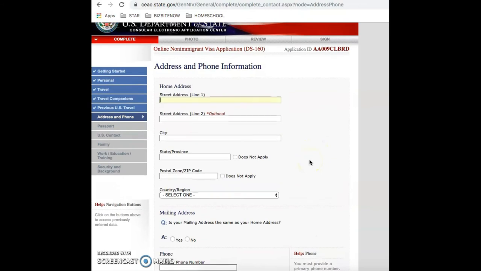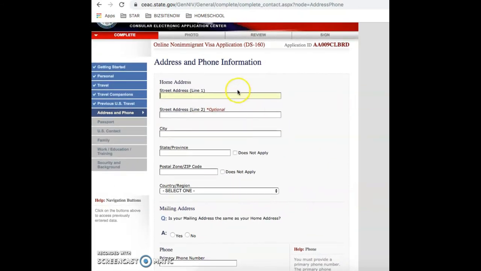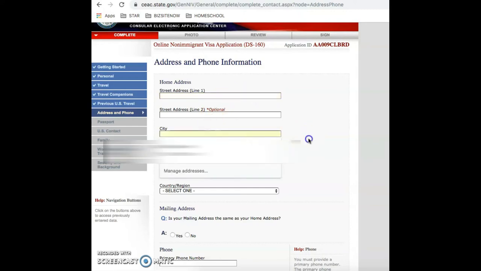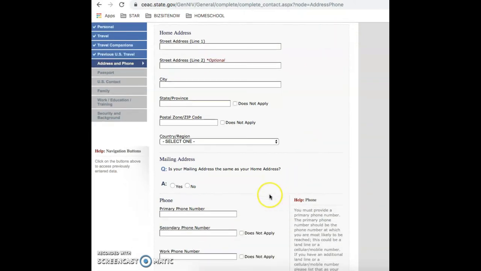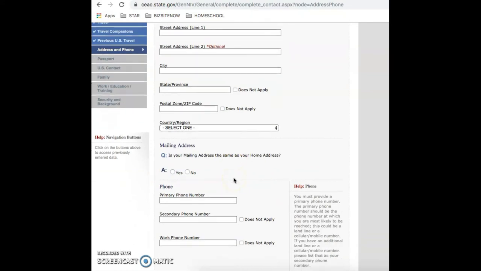So you just have to put your home address in the Philippines, yung street address, yung city, yung state and province, yung zip code, yung country and region, of course, Philippines. And is your mailing address the same as your home address? So, most likely, ang sagot natin dito naman is usually yes, diba? Iisa lang ang mailing address and home address natin. But if it's different, then put no.